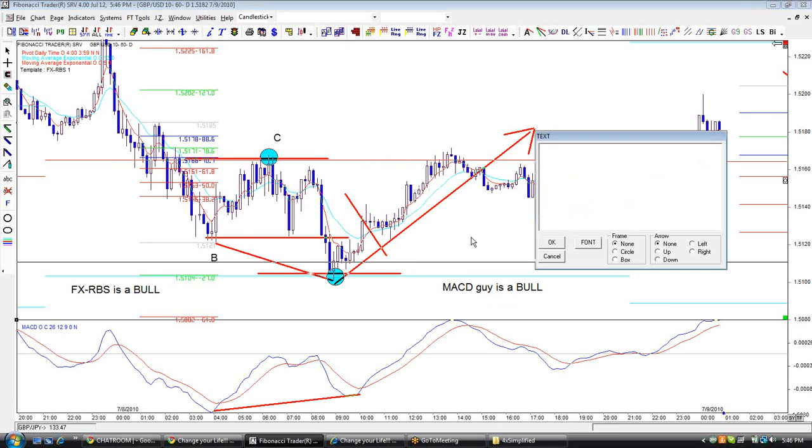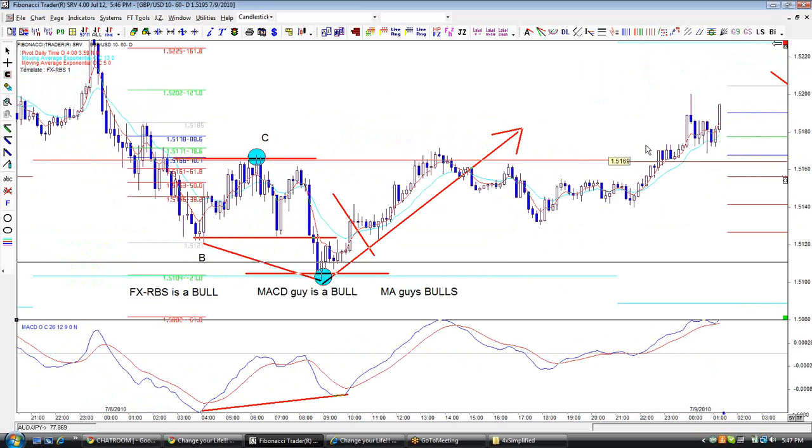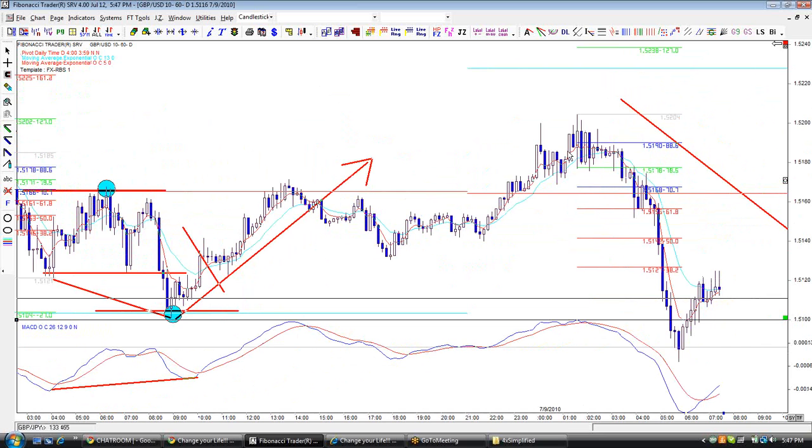Now we have the moving average guys also buyers. I can't think of anyone who will be selling here in this area. Well, of course price will move. And it did for a full day, when something else happened and everybody started selling.